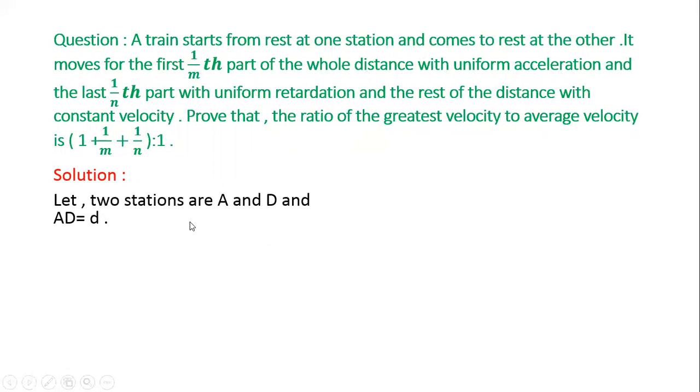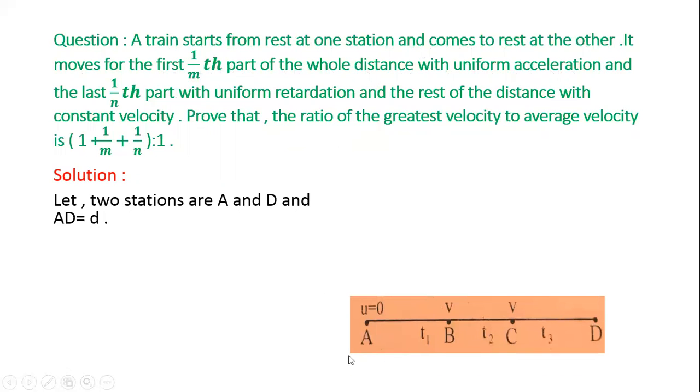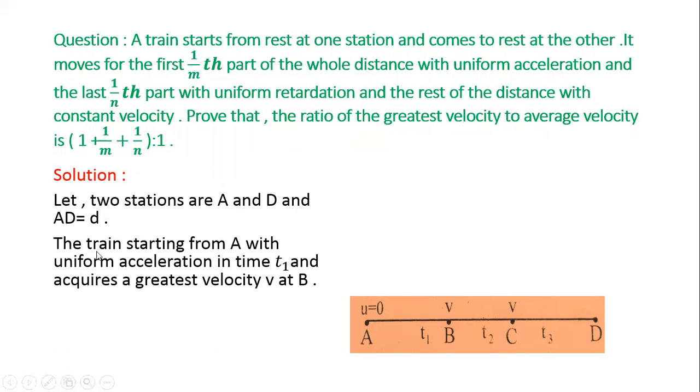Let two stations be A and D and AD equal to d. For this, we draw a figure here, AD equal to d, two stations, one station A, another station D. The train is starting from A with uniform acceleration in time t1 and acquires the greatest velocity v and reaches at B.